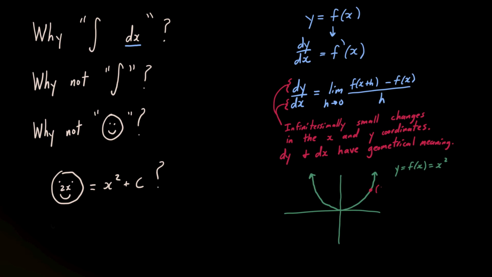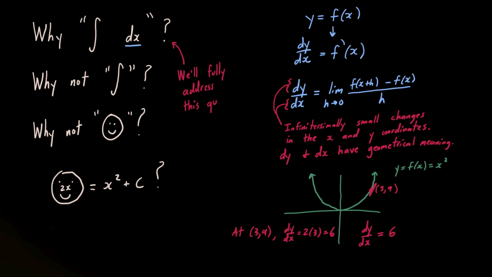3, 9. Of course, the derivative is 2 times the x-coordinate of that point. And so the instantaneous slope is going to be equal to 6. But what that number means in terms of differential lengths is that at that specific point, their ratio, so to speak, is 6. At a different point, say the vertex 0, 0, the ratio would be 0, since 2 times 0 is 0. So what's the rationale for putting an entity with geometric meaning into our symbol for integration?